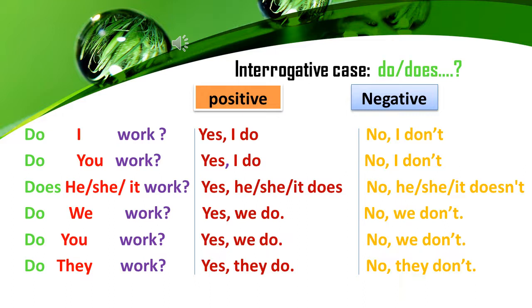Do you work? Do you go to school? Do you like the match? Do you like playing football, for example? So these are the main questions that we ask every day, and we use the simple present.